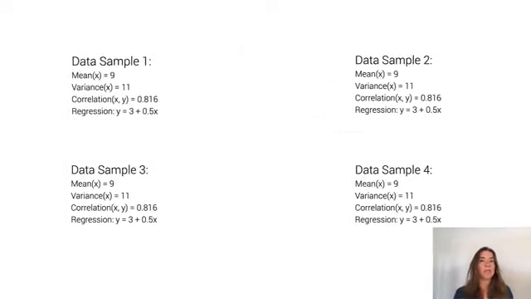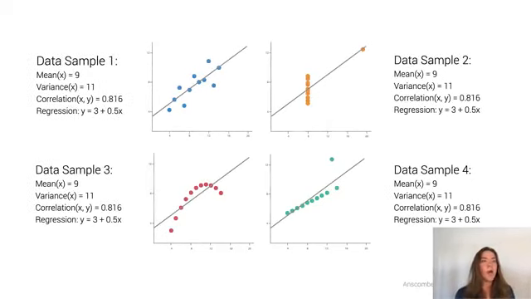But when we actually plot these data sets out, we can see that they have qualitatively very different structures. In the upper left, we have a scattered distribution that generally follows a linear trend. In the upper right, we see a distribution that generally has a constant x value with the exception of one outlier. We see a parabolic structure in the lower left, and we see a nice linear structure, again with a single outlier in the lower right.